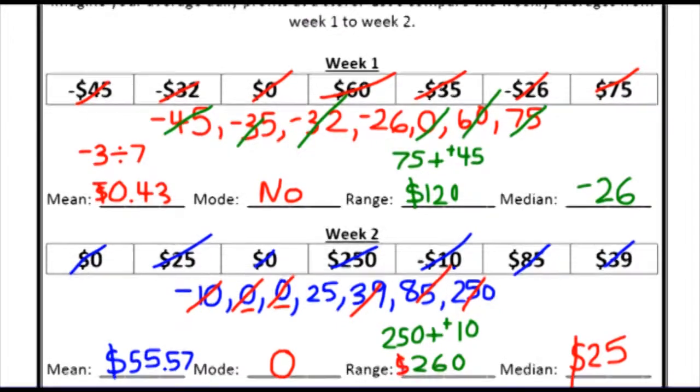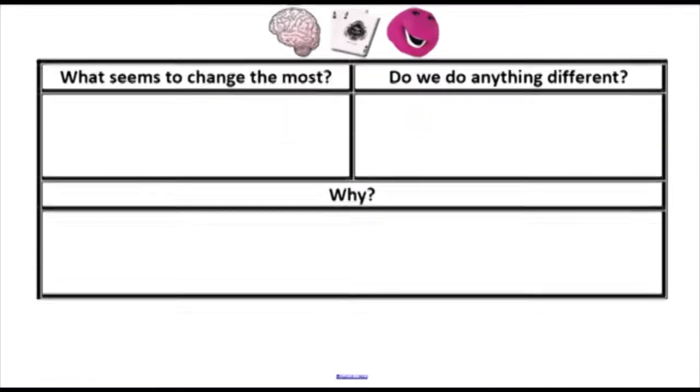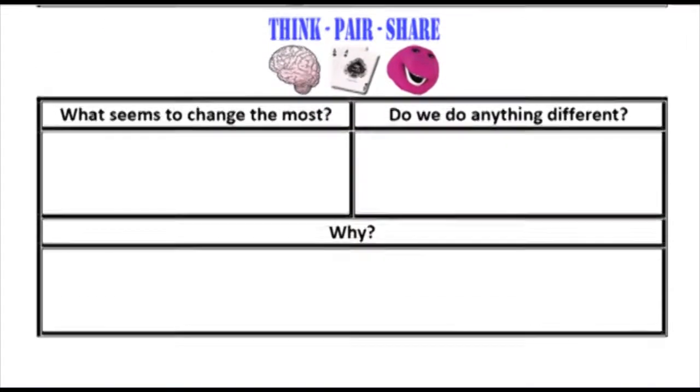Now, the reason I did all this, not only to review mean, mode, median, and range, is we're going to have a little think, pair, share. So right now, pause the video and think through these questions. What seems to change the most? Because we're really not looking at new calculations, we're just including zeros and negatives. Zeros and negatives sometimes can throw us off and confuse us.